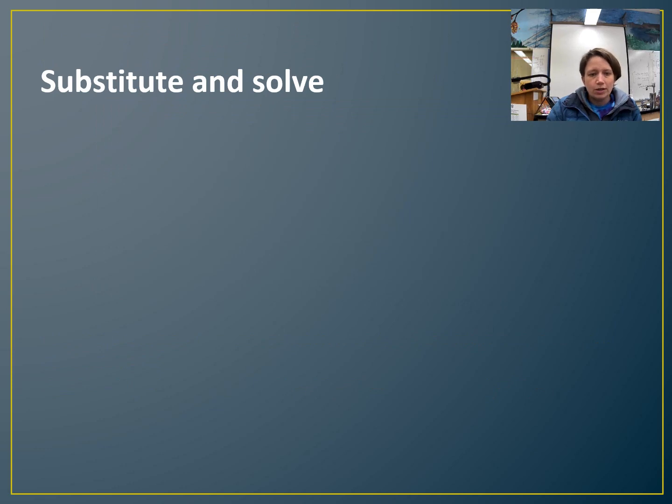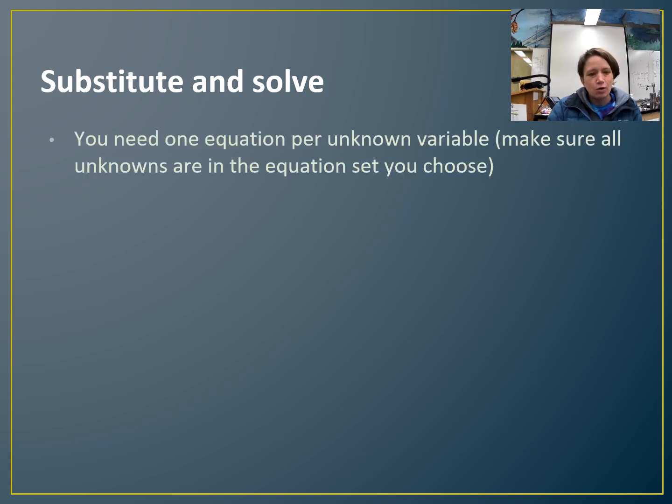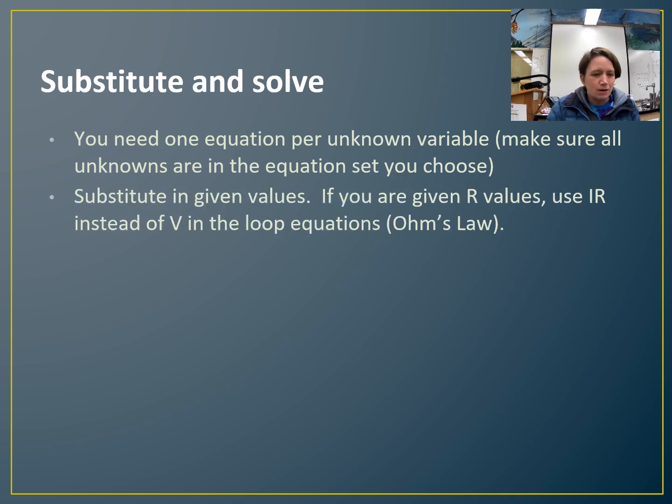Once you have your equations, you can just substitute in any known values and solve them simultaneously. You are going to need one equation per unknown variable, if you remember that from algebra class. And you want to make sure that all of the unknowns are in the set of equations somewhere, otherwise you're not going to be able to solve for them. Once you have your equations chosen, you'll substitute in any of the known or given values.